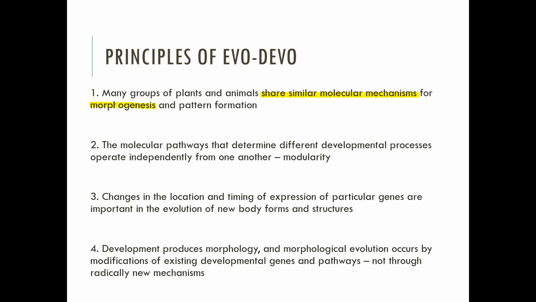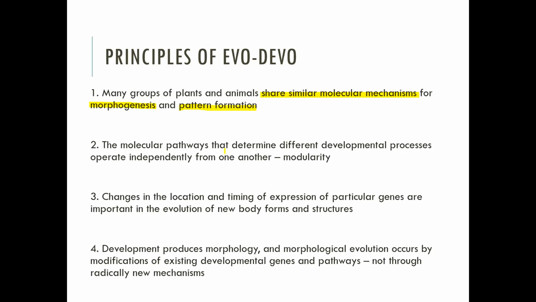Now, morphogenesis is going to be the formation of body parts, and pattern formation. So pattern formation would be like where the head is, where the tail is, where the arms go. In terms of plants, it would be, what is the stem? What is going to become the leaves? What is going to become the roots?